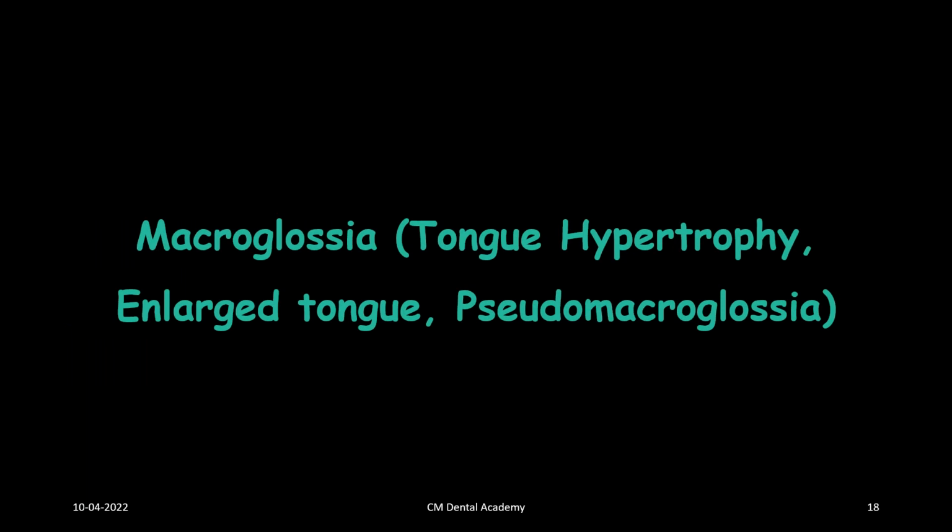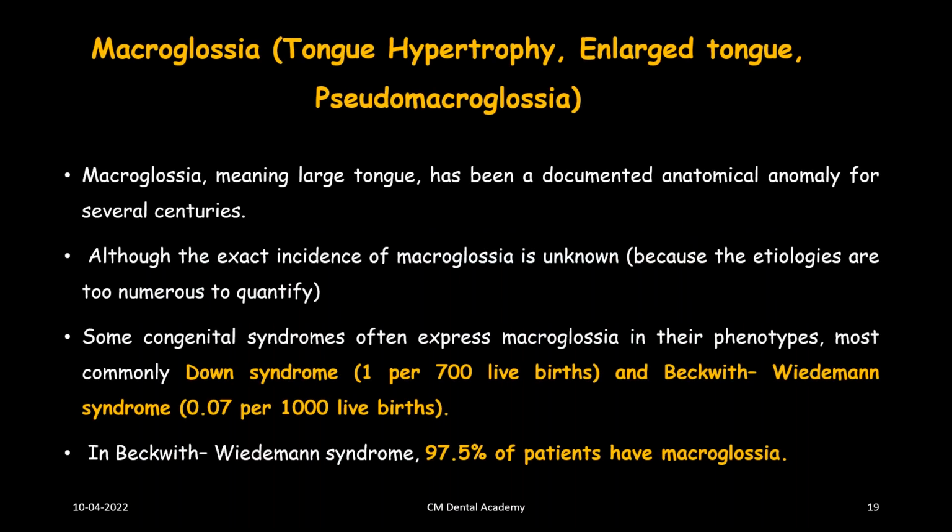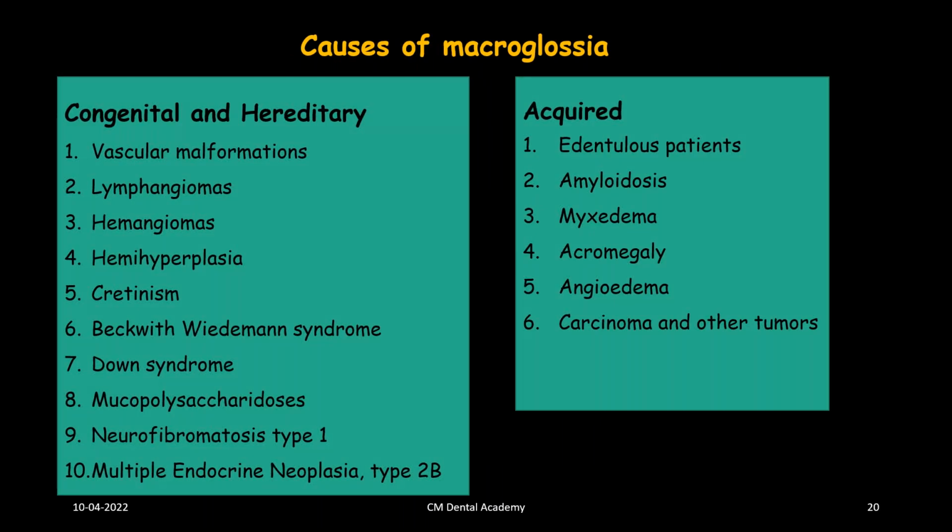Macroglossia, also known as tongue hypertrophy, enlarged tongue, or pseudomacroglossia, means a large tongue and has been documented for several centuries. Although the exact incidence of macroglossia is unknown, some congenital syndromes often express macroglossia in their phenomena, such as Down syndrome and Beckwith-Wiedemann syndrome. In Beckwith-Wiedemann syndrome, 97.5% of the patients have been reported with macroglossia.